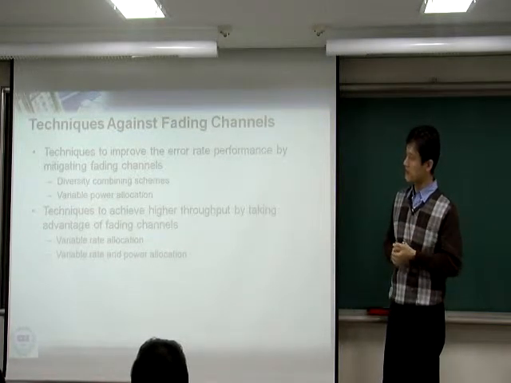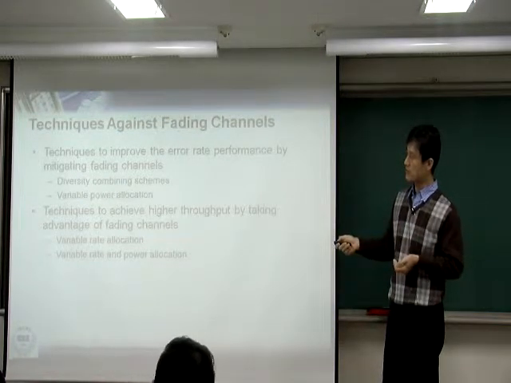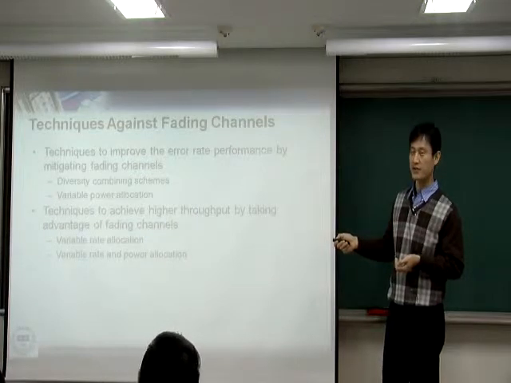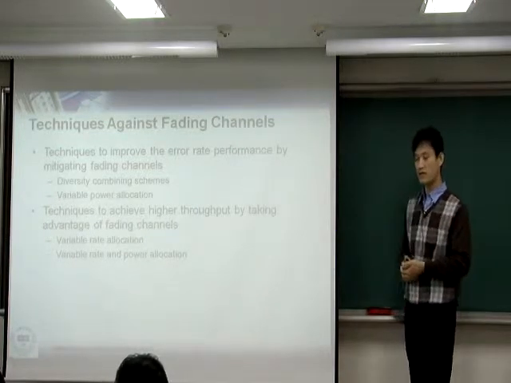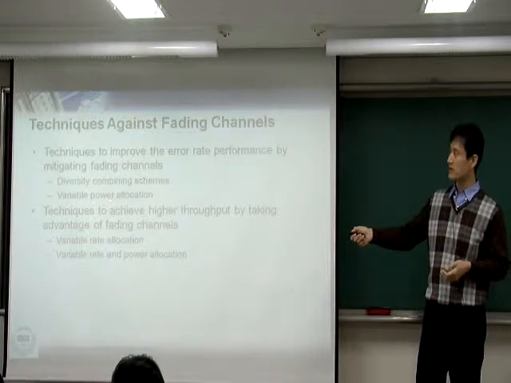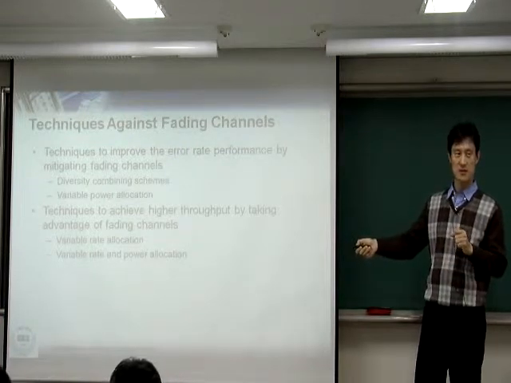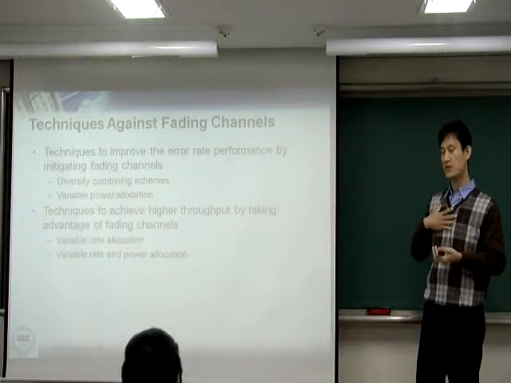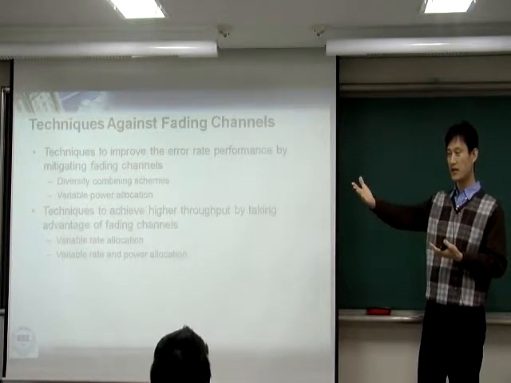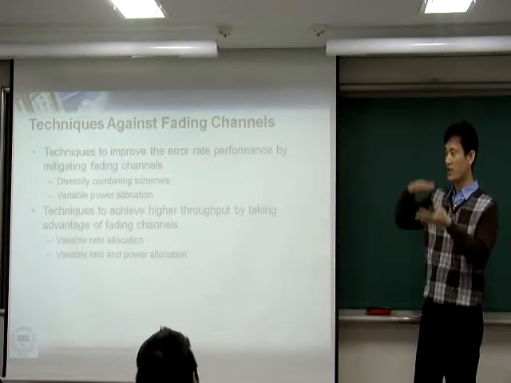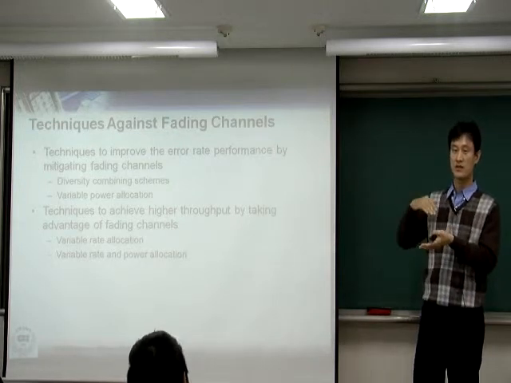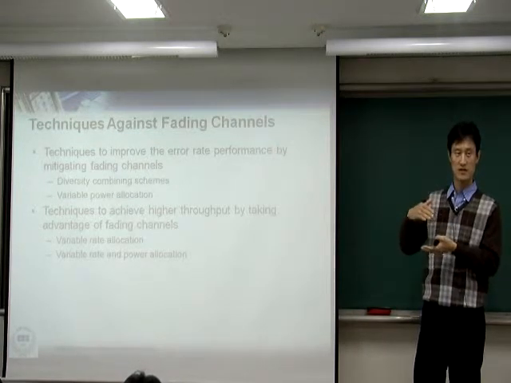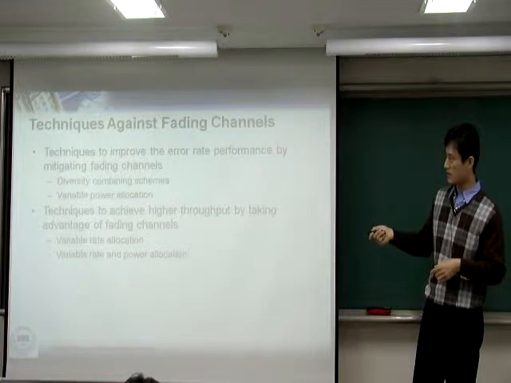Another possible technique is to use variable power allocation. That's what I'm going to cover in the next slide. What that basically means is that if CSI is available, if the channel state is available at the transmitter, now the transmitter knows the channel, so the transmitter can change the power depending on the fading channel. So I'm going to cover that next slide.